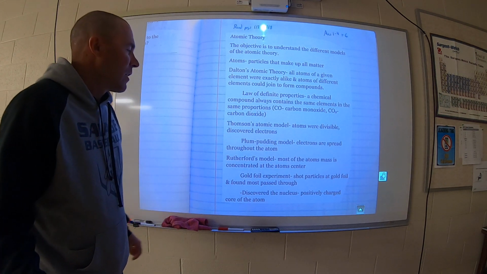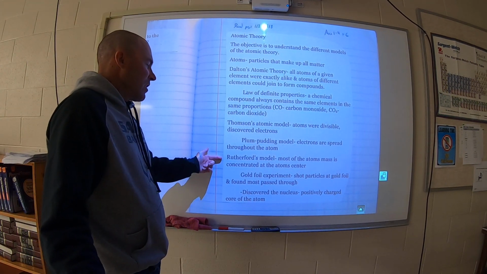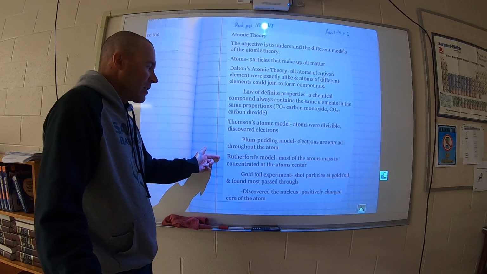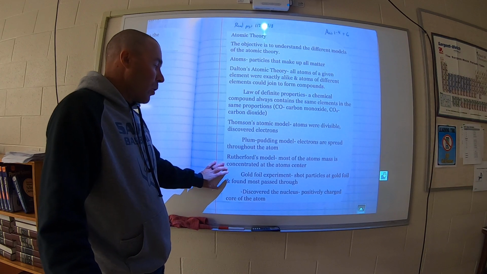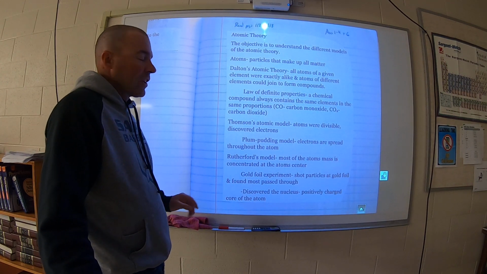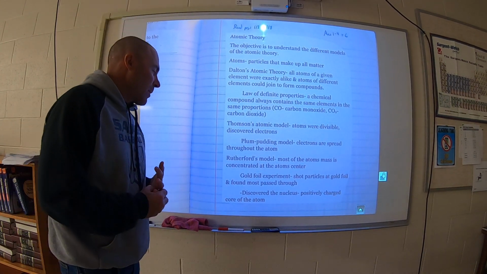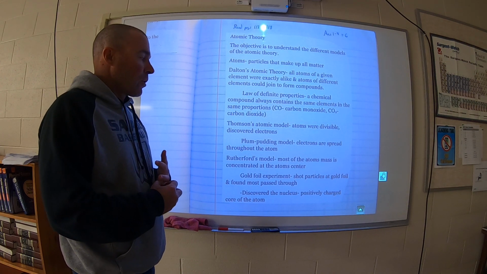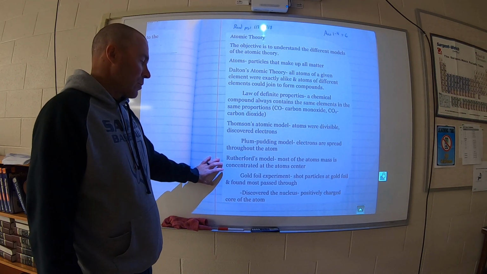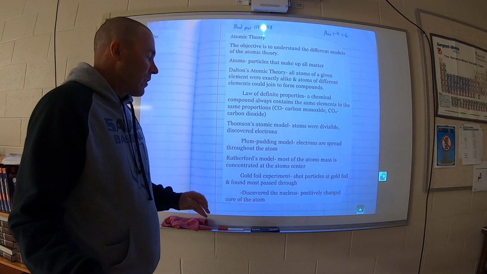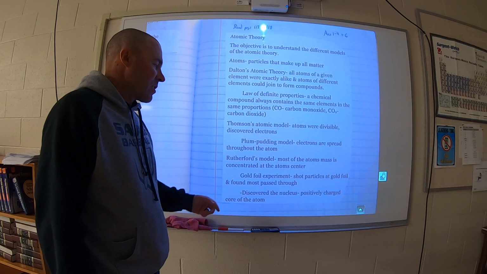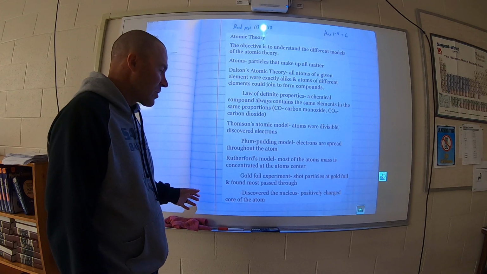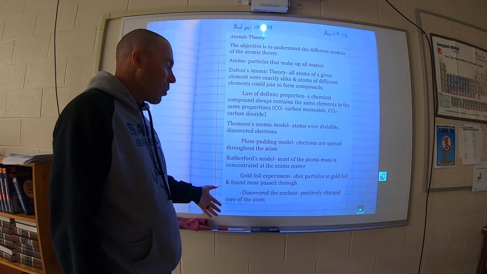Rutherford came along and said that most of the atom's mass is concentrated at the atom's center, and he proved this through what he called the gold foil experiment. He had a real thin sheet of gold foil, and he shot particles through the gold foil and found that most of the particles passed right through it. And so through that, he came up with the idea of atoms having a nucleus. Okay, he said the nucleus was where most of the mass was, and it was a positively charged core.